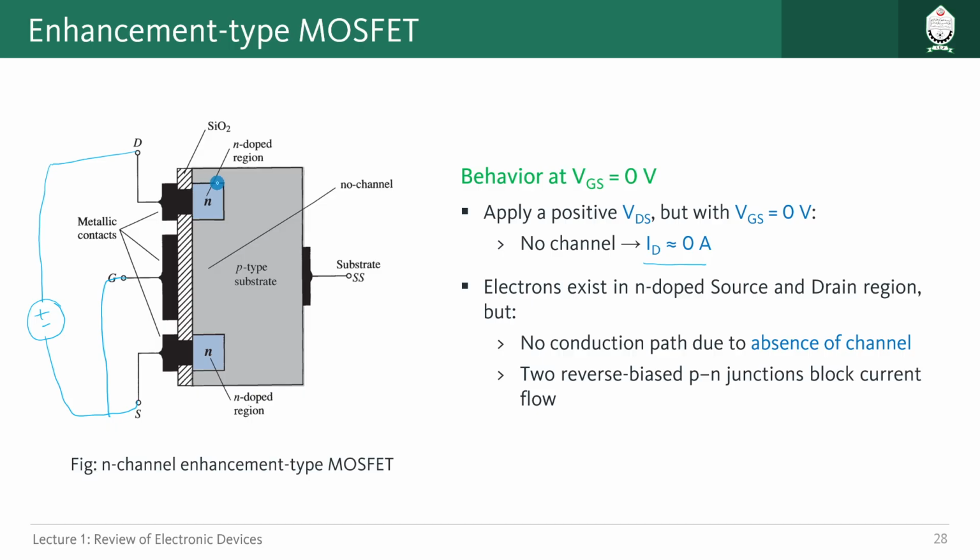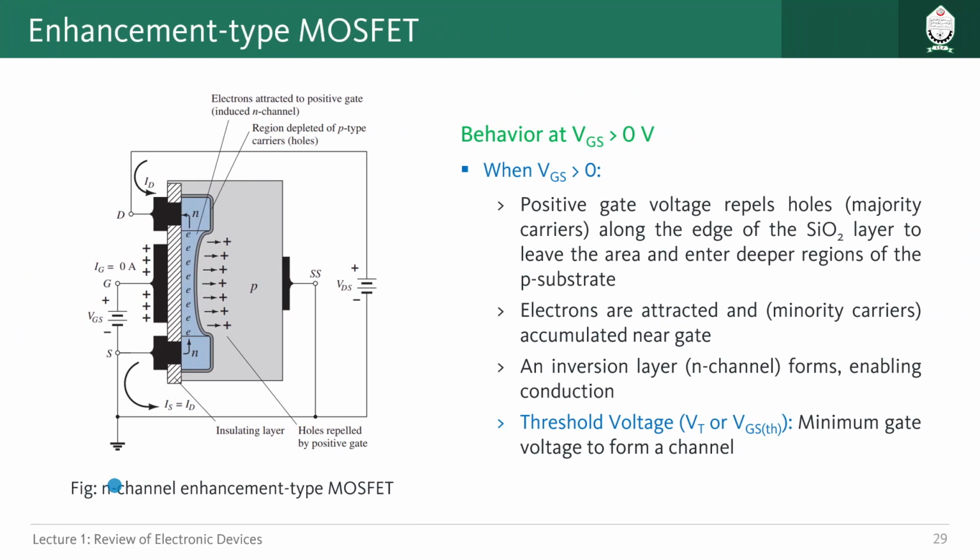So even though we can see some electrons are here, some electrons are here as majority, the path has to complete. If there is no complete path, no current should flow from the drain to source. That is what will happen for VGS equal to 0 volt. Now let us look at behavior at VGS greater than 0 volt.